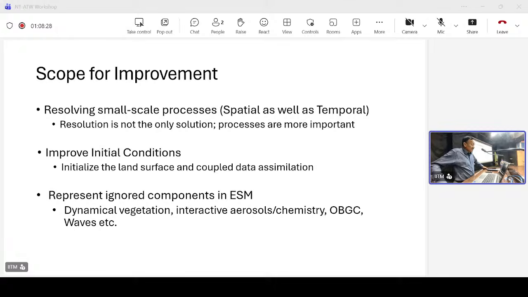Next, improve the initial conditions. There are a lot of uncertainties in the initial conditions themselves, which cause a lot of errors in the models. So what we propose is to start initializing the land surface and to utilize coupled data assimilation. Most importantly, represent the ignored components in the ESM, such as dynamic vegetation, interactive chemistry, ocean biogeochemistry (BGC), and waves. We should start incorporating them. Then we can expect that the little predictability gap we see today can actually be filled in as well.